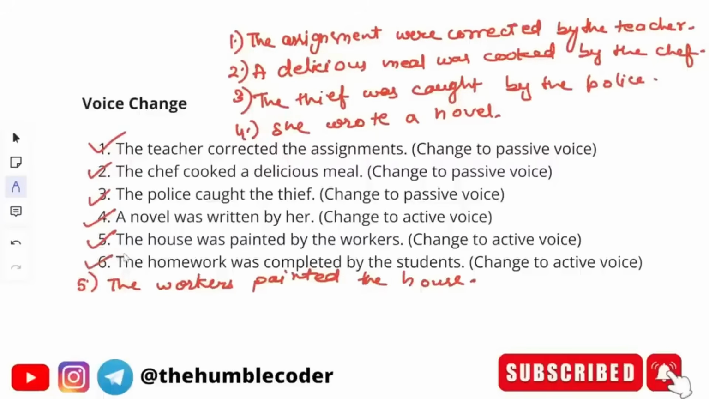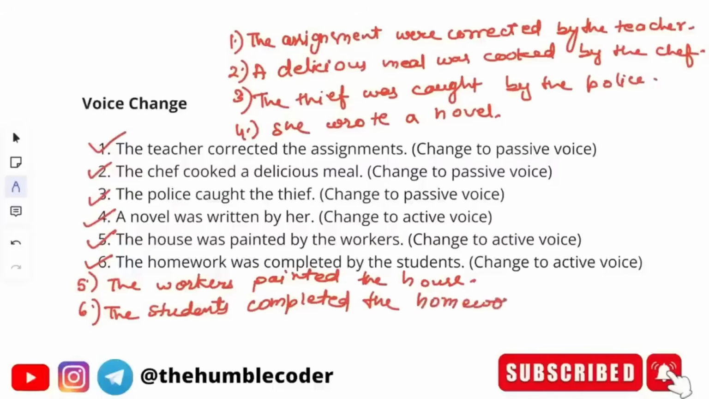Which is voice change. The question is, the homework was completed by the students, and we have to change it to active voice. Basically, this sentence is in passive voice. We have to change it to active voice. The correct answer will be, the students completed the homework. Okay. Now I hope you have got the understanding of how you can solve these questions.